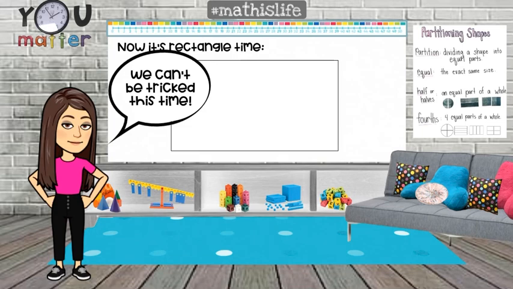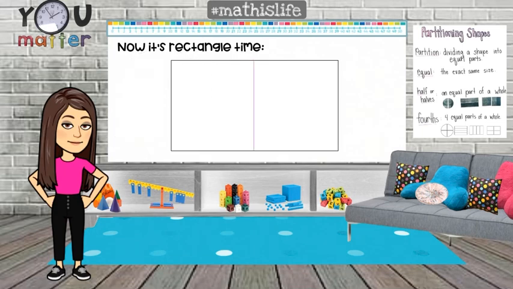Well, we can't be tricked this time. Let's try it again. I'm partitioning the rectangle a different way this time, but I'm still doing it in half first. Then I'm partitioning that part in half and the other part in half. And how many lines did I have to draw? You can see 3 pink lines that I drew. Let's count those pieces. Remember, we have to check over our work just to make sure. 1, 2, 3, 4.